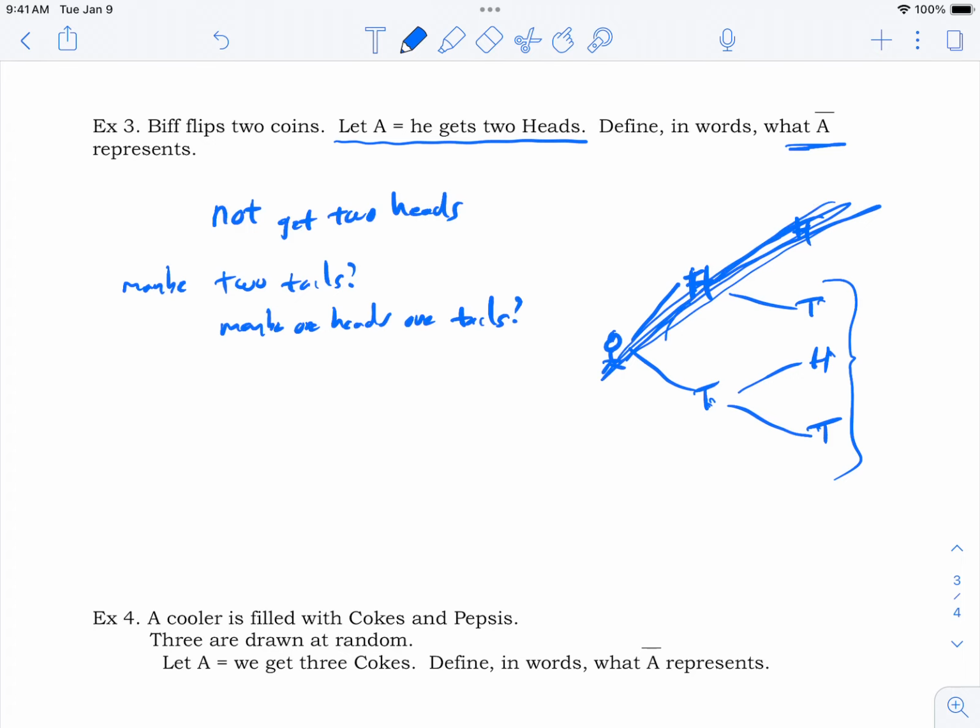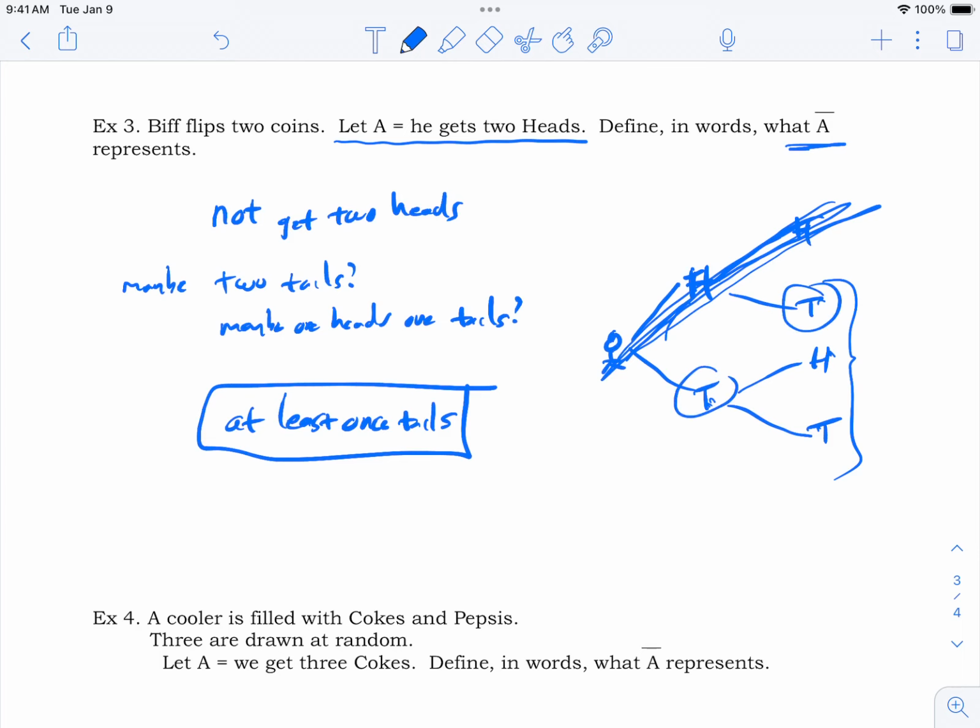Okay, cool. So I think what I'll say is at least 1 tails. That would be a really concise way to say this. At least 1 tails. He didn't get 2 heads. He got at least 1 tails. He might have got 1 tails and gone this way. He might have got 2 tails.